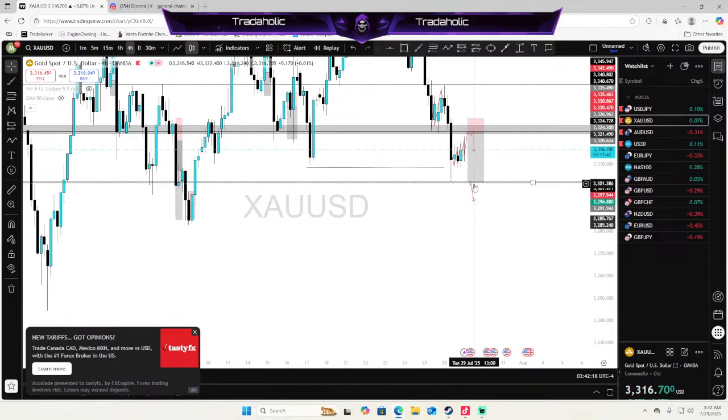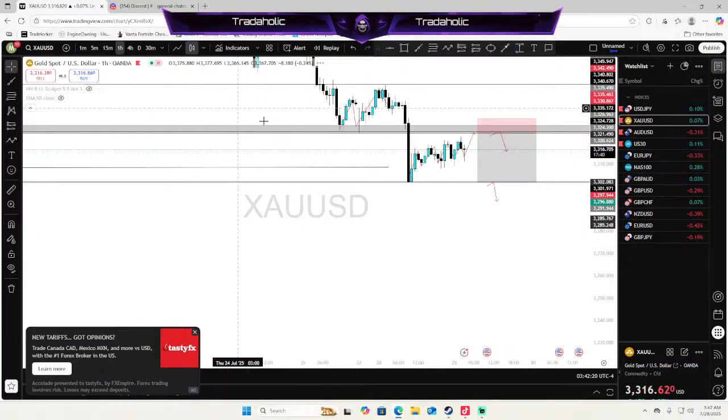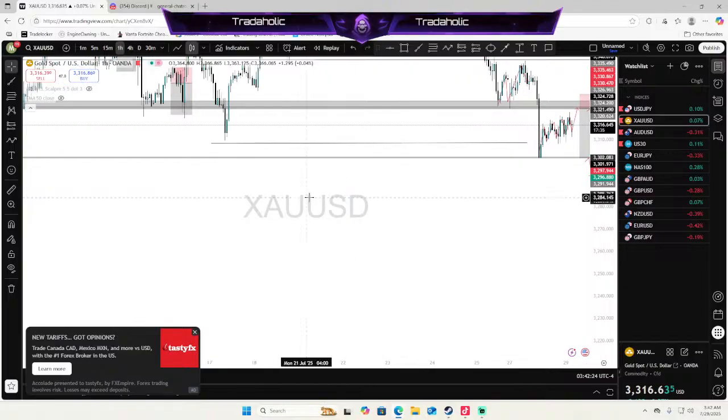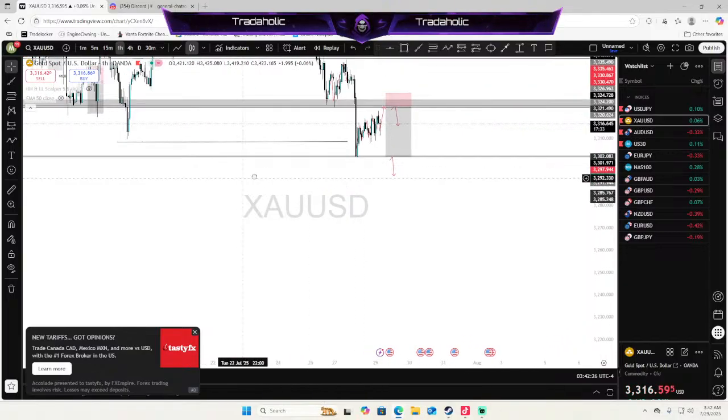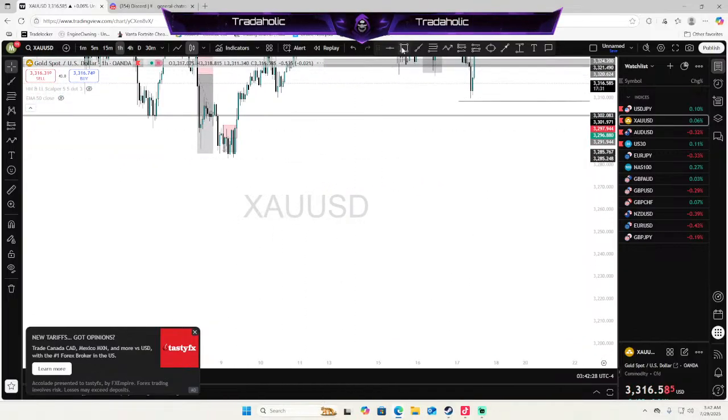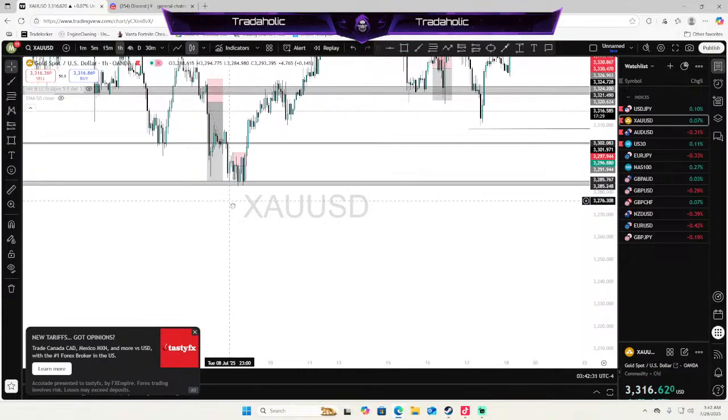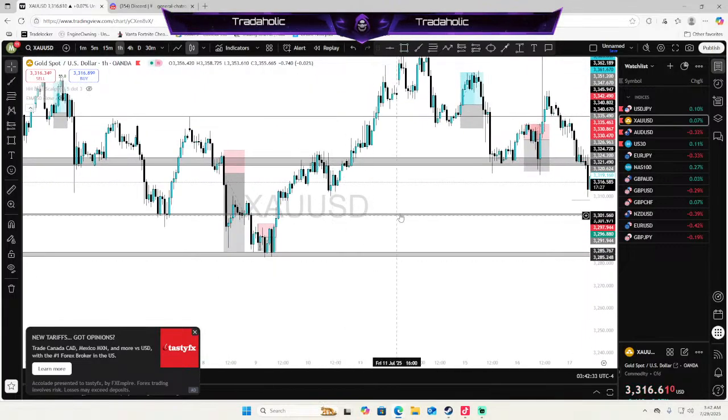If we don't get an entry right here and price doesn't give me the pullback I want, and it just rips down and closes below this level, then I would simply take a break and retest of this area instead. Then I can look to target these lows back here. Hopefully that makes sense.